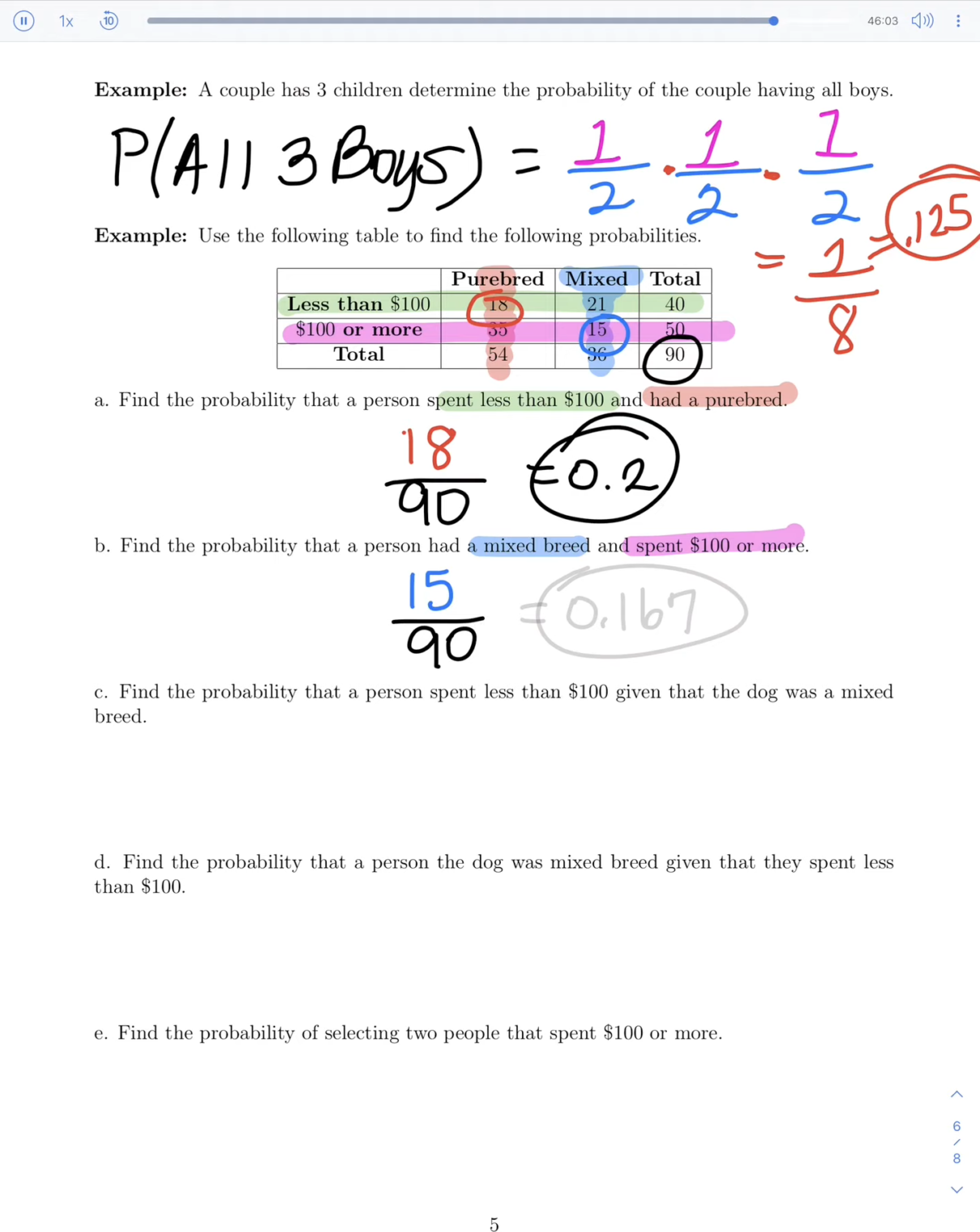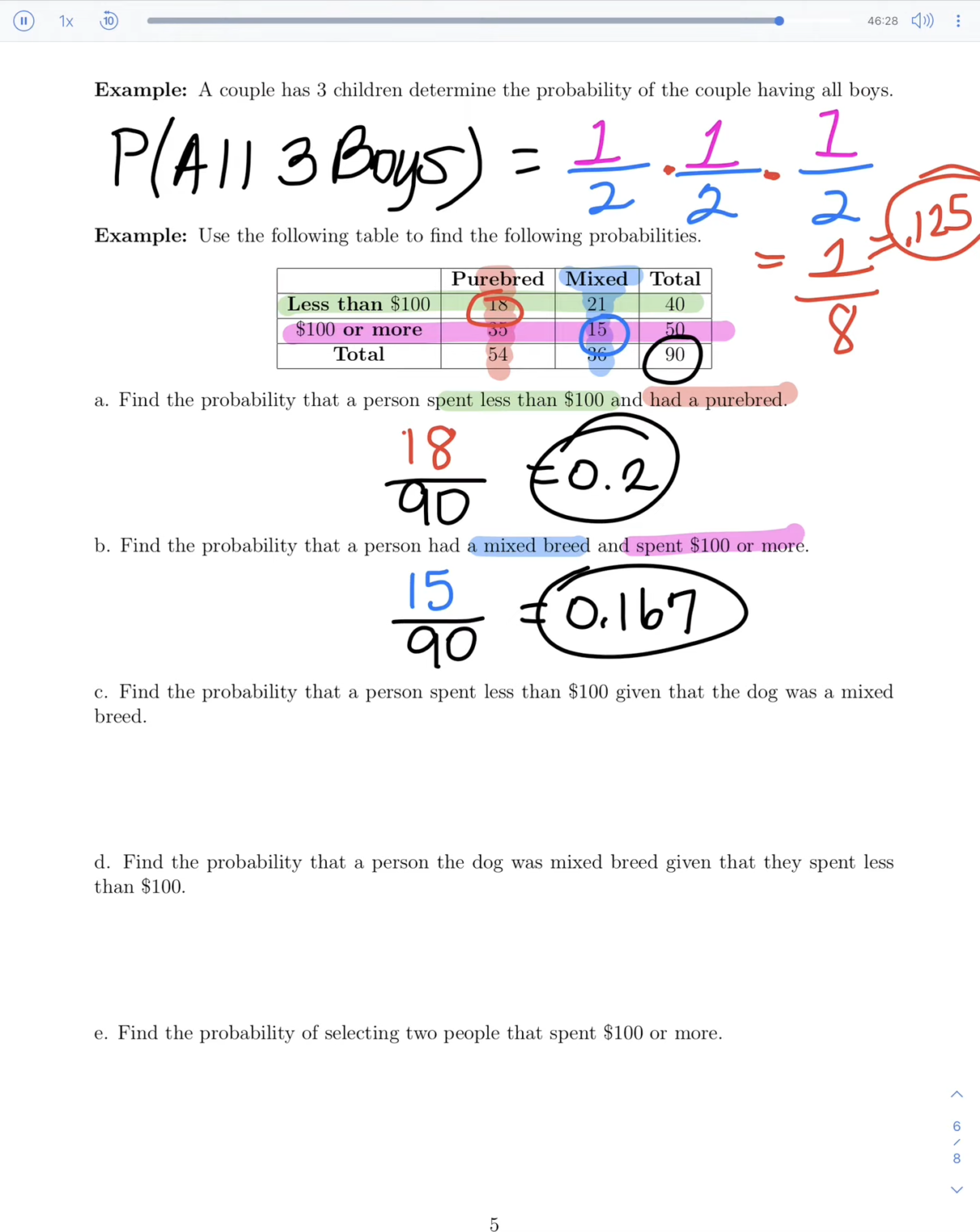And again, I'm not concerned about reducing these. What I'm worried about is turning them into a decimal, so I have a probability, which is 0.167. So that's about 16.7%. Let's take a look at C. Find the probability that a person spent less than $100 given that the dog was a mixed breed.